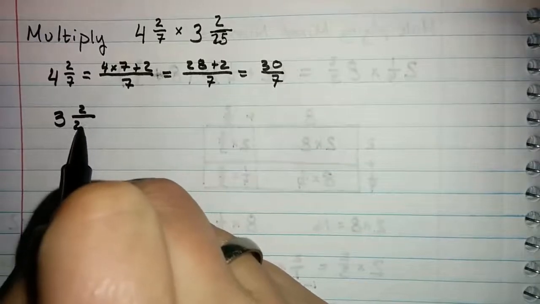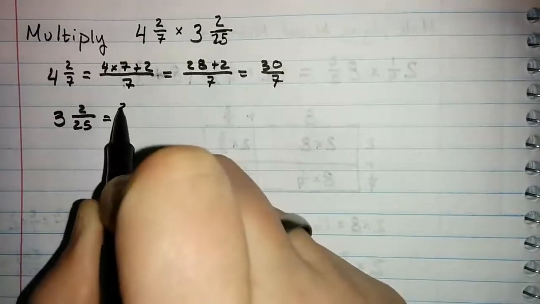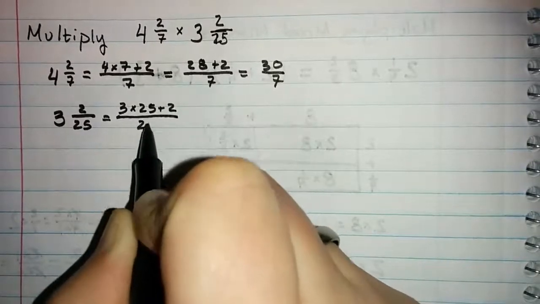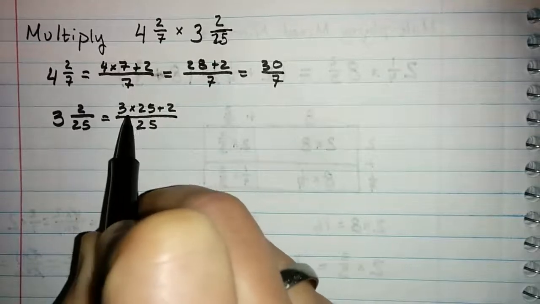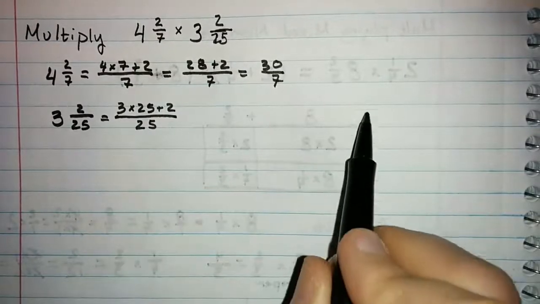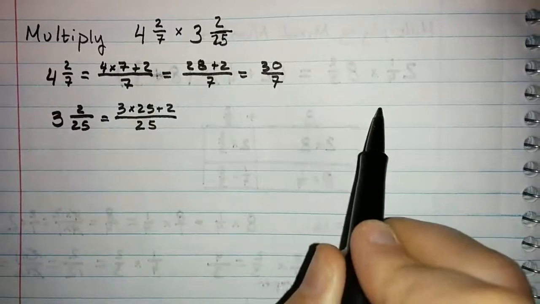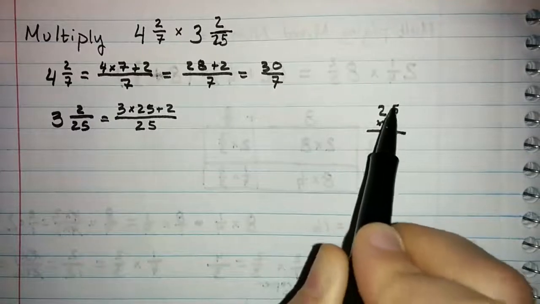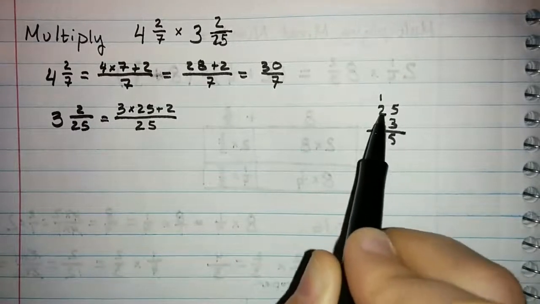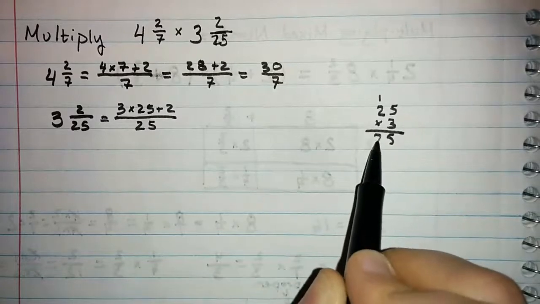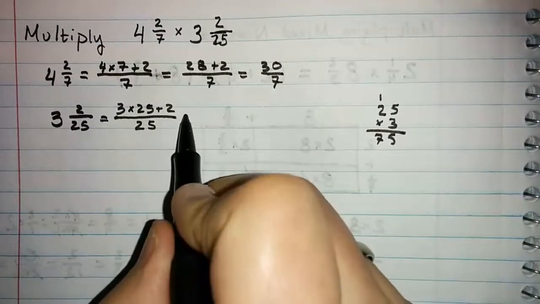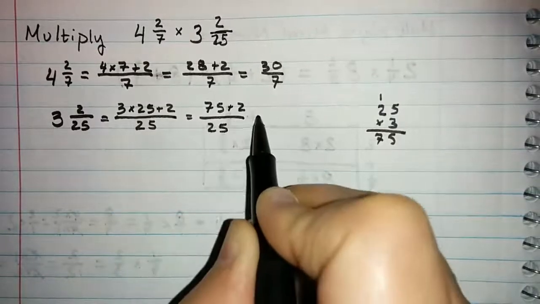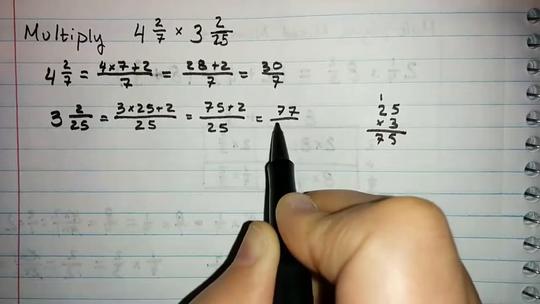3 2/25 is 3 times 25 plus 2 25ths. 3 whole things is 3 times 25 25ths. Maybe you know what 3 times 25 is off the top of your head. If not, 25 times 3. 3 times 5 is 15. 3 times 2 is 6, plus 1 is 7. So 75 plus 2 25ths, 77 25ths.